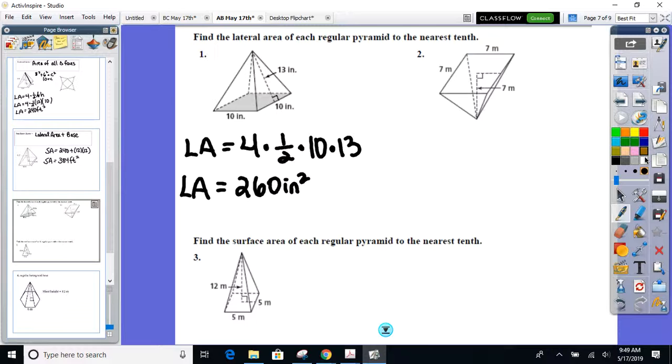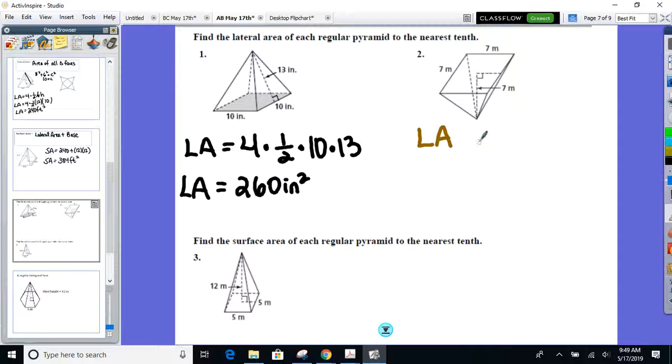Okay, number 2. I don't know if this confuses everyone because I tipped it upside down. How many triangular faces do you have? 4. And what is the base length of one of them? 7. Now, this 7 that it's pointing to here, is that the slant height or is that my Mission Impossible height, the altitude? That's my Mission Impossible height, so I can't plug 7 in again.